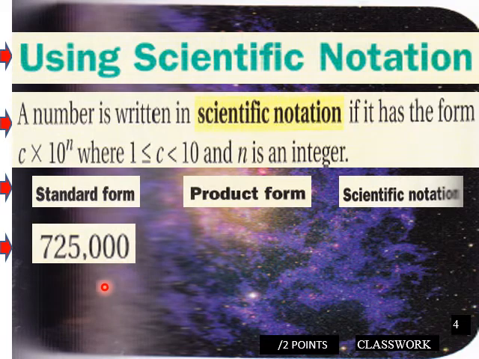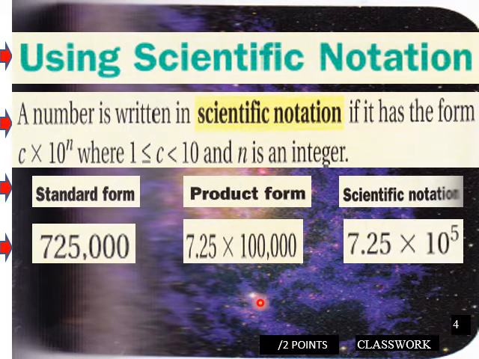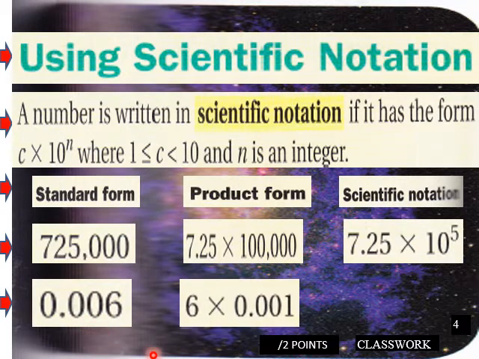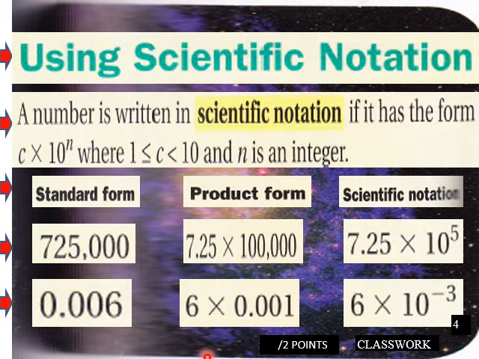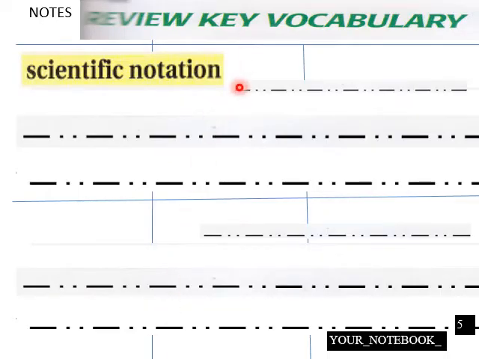So for example here, 725,000 would be 7.25 times 100,000, or 7.25 times 10 to the 5th power. And then 0.006 can be written as 6 times 0.001, or 6 times 10 to the negative 3 power. Okay, scientific notation, students, in your own words, define scientific notation.